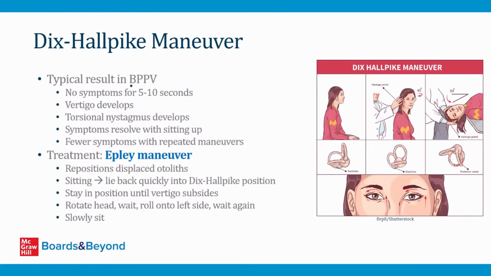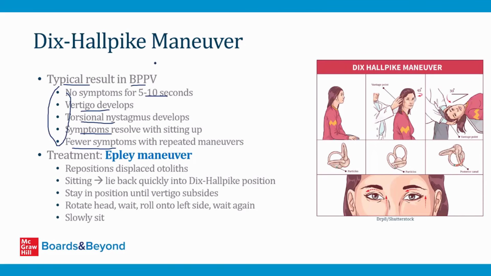If the patient has BPPV, they should have a typical result, and that is the following. First of all, there will be a delay in the onset of symptoms for about 5 to 10 seconds. We mentioned this earlier. At that point, vertigo will develop, and the patient will develop torsional nystagmus. And then when you sit the patient up, the symptoms will go away. And if you repeat that maneuver, they will have fewer symptoms each time you repeat the maneuver. Make sure you know this. This is the expected result for BPPV.